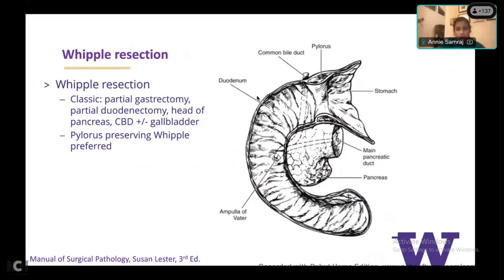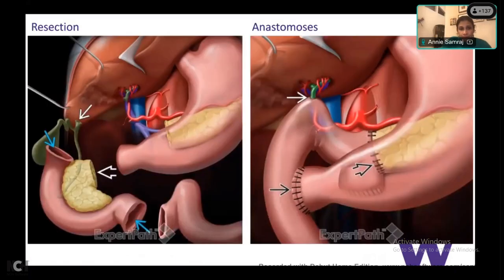So the Whipple resection, like we said, there's the classic and the pylorus preserving Whipple. So this is what the resection involves. We have the head of the pancreas, sometimes with the gallbladder and bile duct and the duodenum. Sometimes the distal margin includes the jejunum as well. And post-resection, in the anastomosis, all the remaining bits and pieces are connected to the small bowel. So in front here, we have the stomach, which is connected to the duodenum, pancreas into the duodenum, and the bile duct also directly into the bowel.